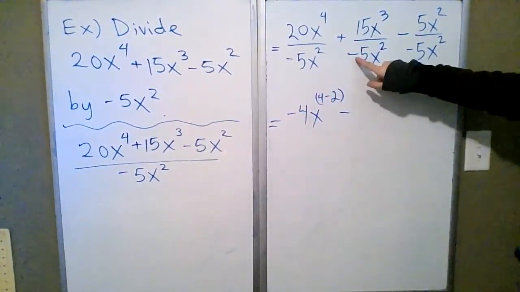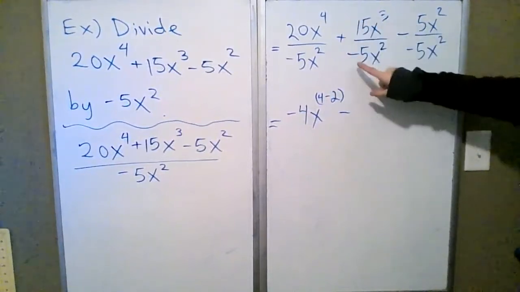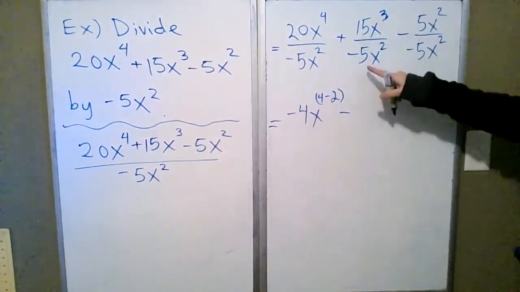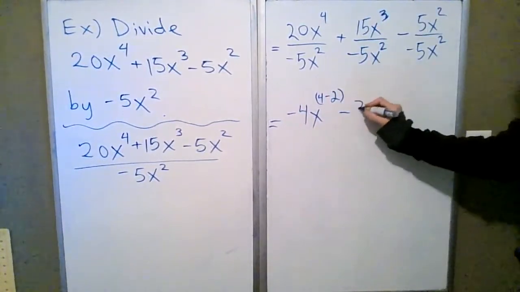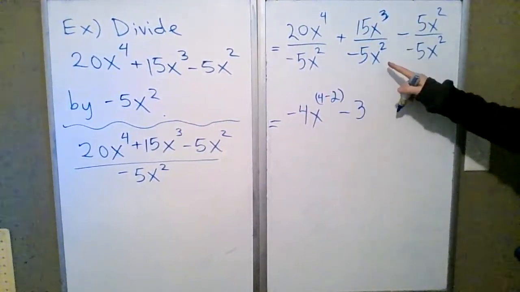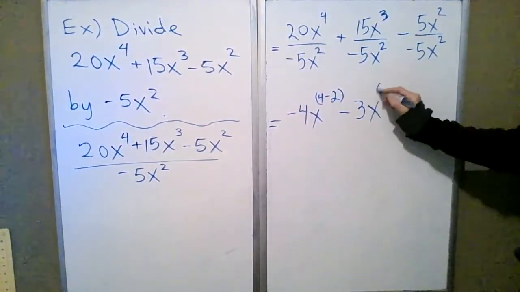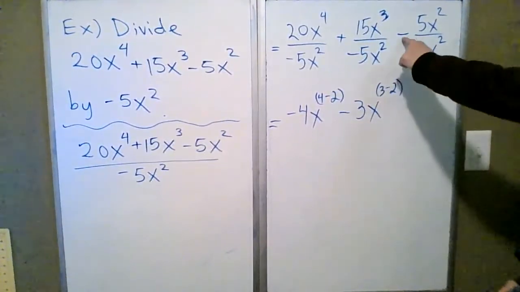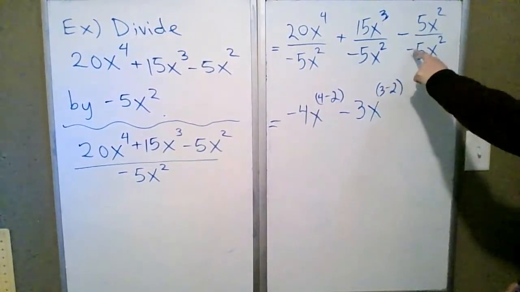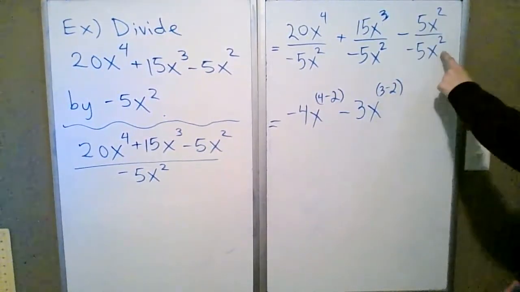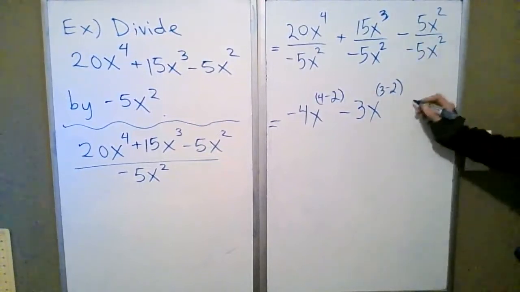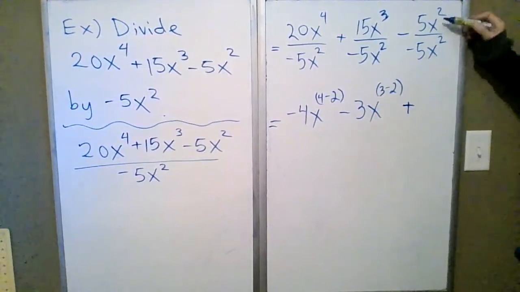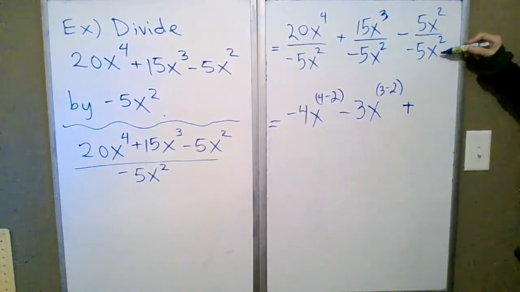There's a negative number here, so it makes this whole value negative. So we're going to subtract 15 over 5, which would be 3. x has a power of 3 minus 2. Then we're subtracting a negative number, so it's negative in the denominator, which makes that whole number negative. So minus minus becomes plus. 5 over 5 is 1, and so is x squared over x squared. So this is plus 1.